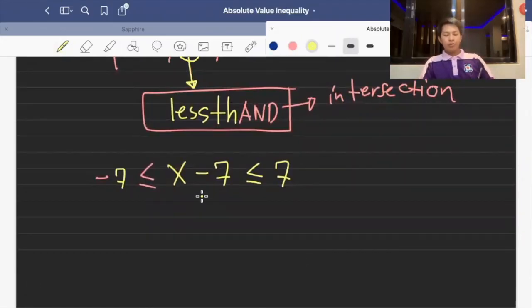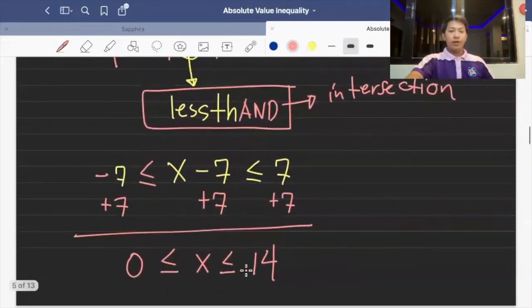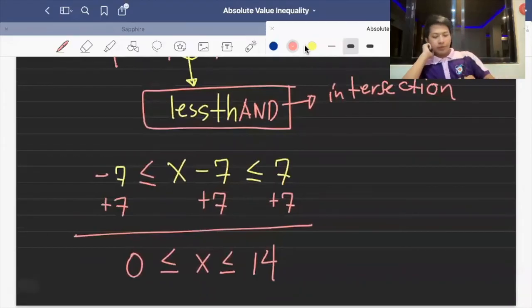That's the first step. We're going to add 7 in the center, right, and left. So we have x is greater than or equal to negative 7 plus 7, that's 0, but less than or equal to 7 plus 7, 14. Again, our solution is x greater than or equal to 0, but less than or equal to 14. After solving, we can graph it first.